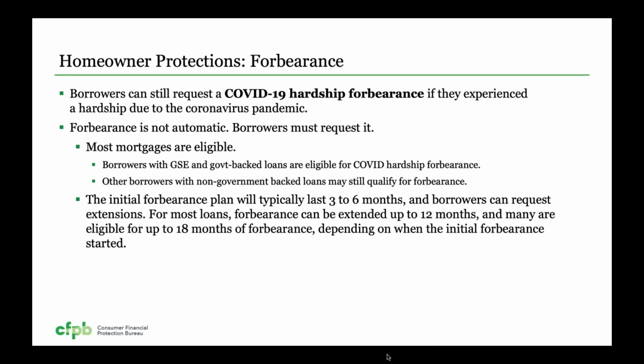All right, so let's talk a little bit more about forbearance. So right now, borrowers can still request a COVID-19 hardship forbearance if they've experienced a hardship due to the pandemic. And for most loans, they really just have to call their servicer, that's the company they send their mortgage payments to, tell them that they're experiencing a hardship, and they'll be enrolled. Now, it isn't automatic. Borrowers do have to request it. They have to contact their servicer to do that. But it's definitely out there. And most, but not all, most mortgages are eligible for this protection.